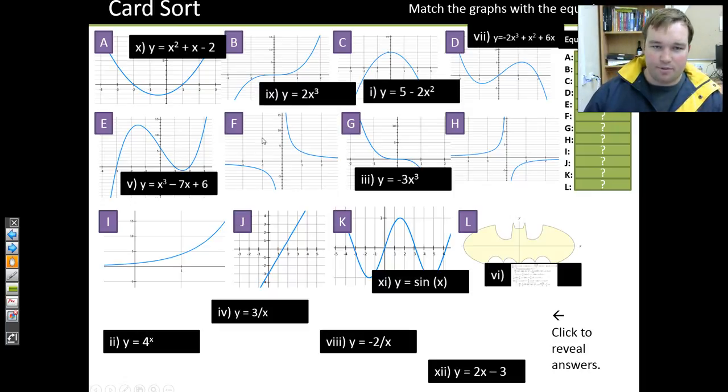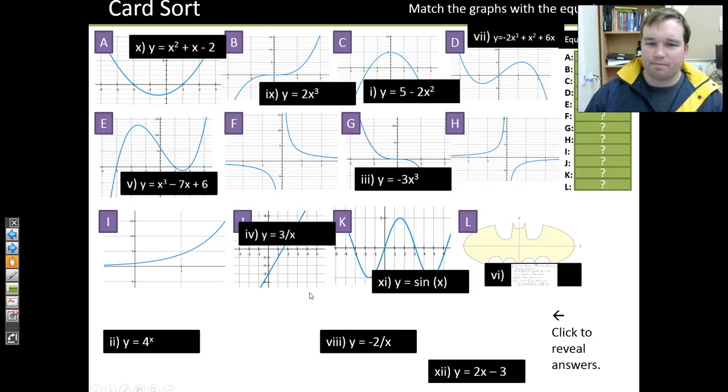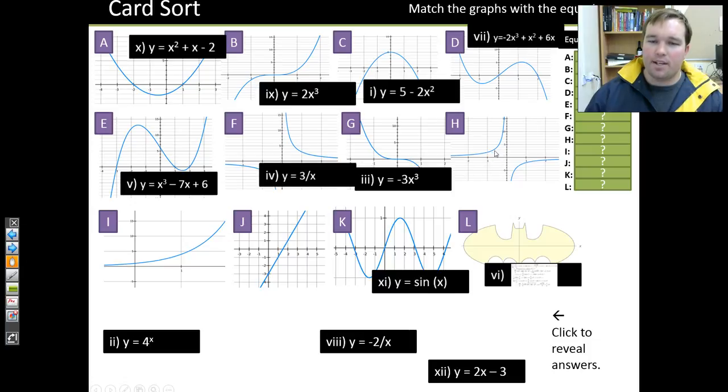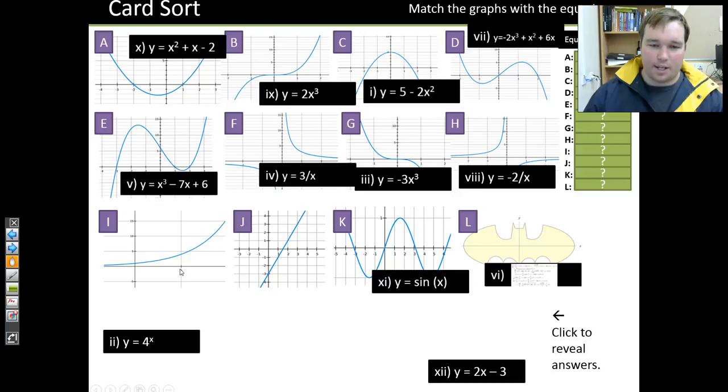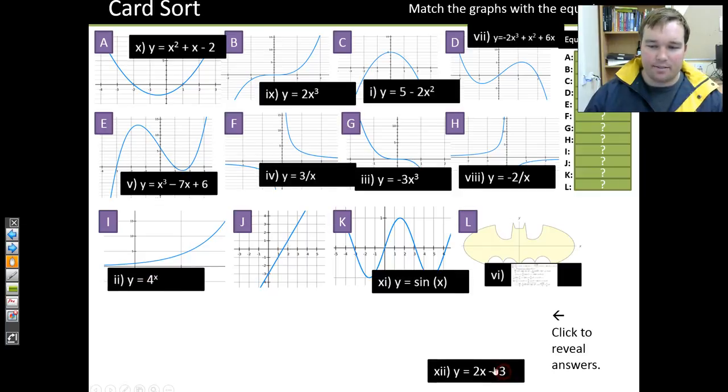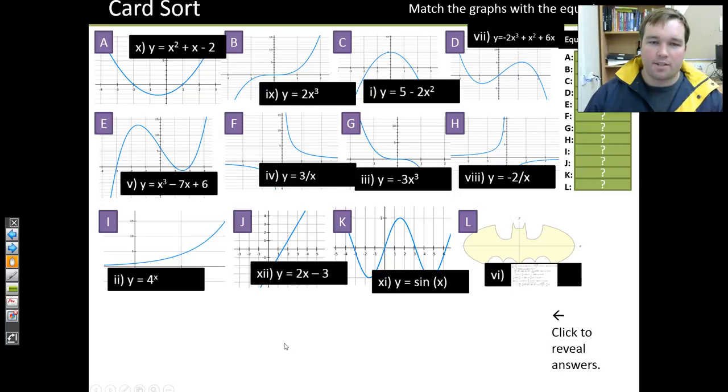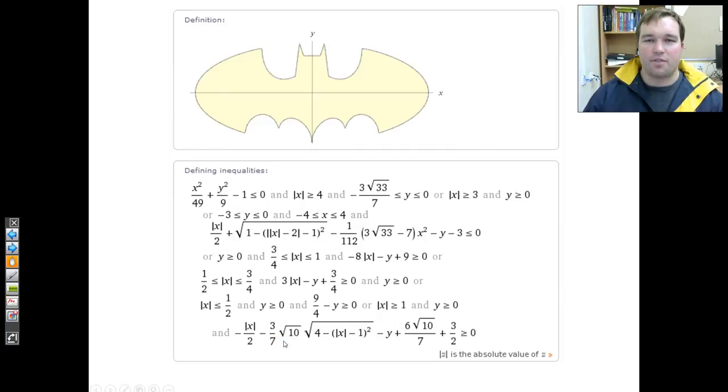Alright, F. Looking at F. Hyperbolic, existing in the first and third quadrants. That one. Hyperbolic, in the second and fourth quadrants. That one. Exponential. There's only one exponential down there. And linear. Nice. Just for interest, that's the Batman function, which is pretty cool.